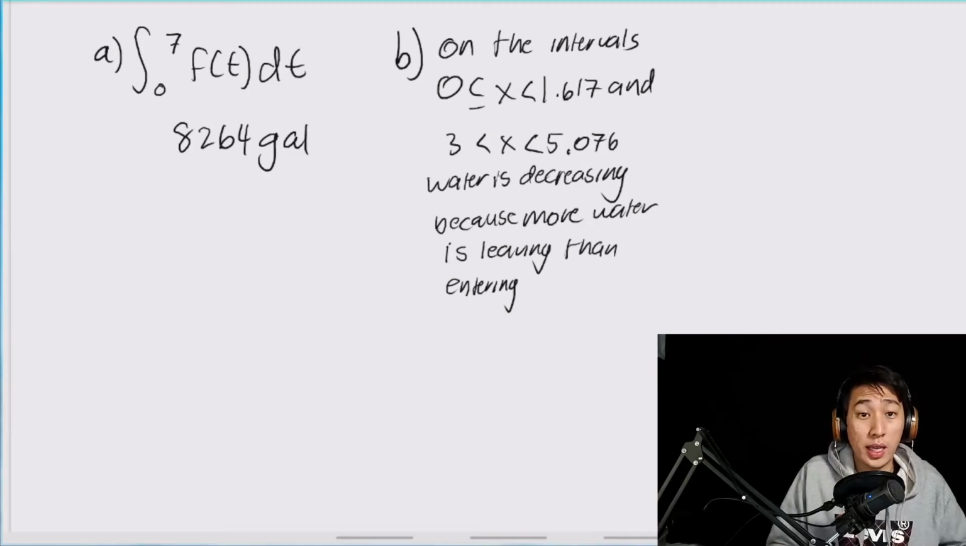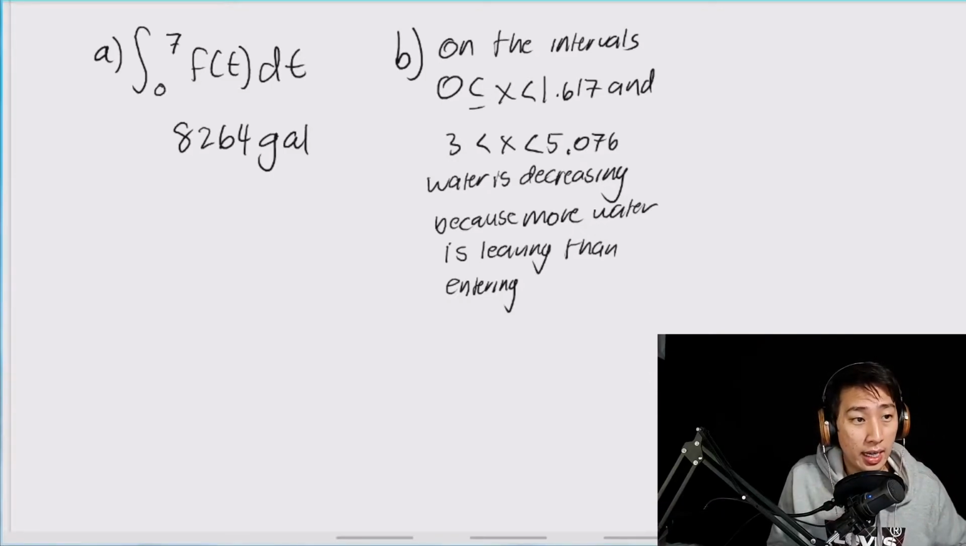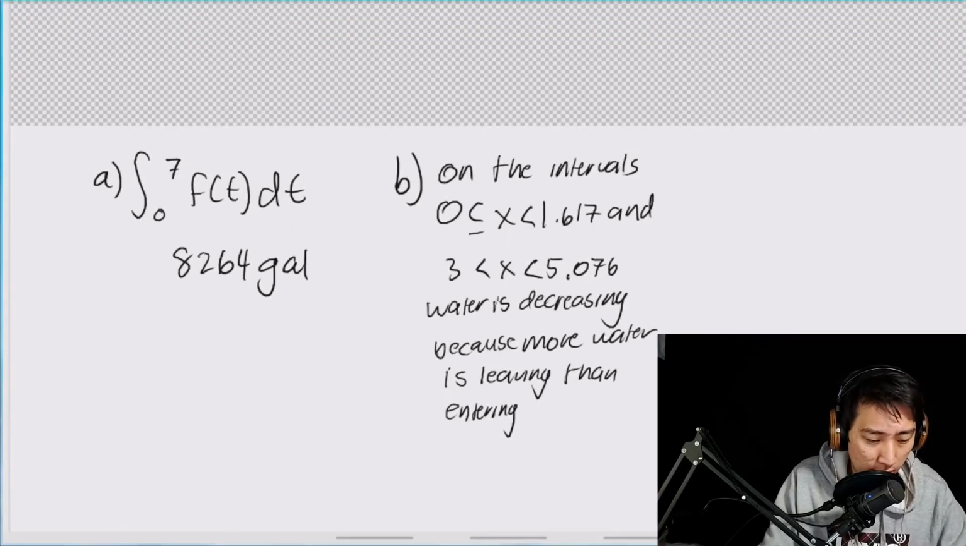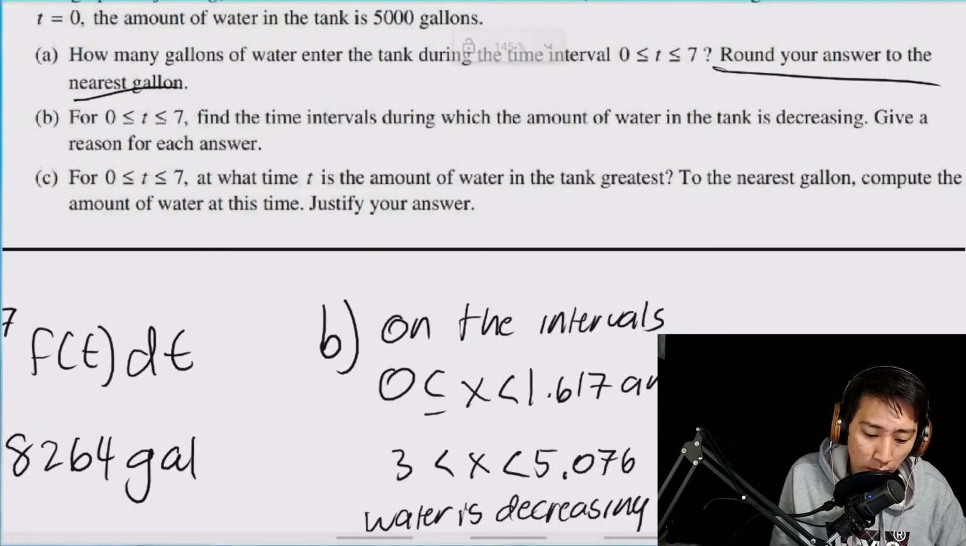Okay, so again, with these graph problems, a lot of it is just interpretation. Do you understand what the question is asking, what the equations represent, and all of that kind of fun stuff. So we're done with 2 out of 3 questions, which means the third one is going to be a bit of a doozy. It says, at what time is the water in the tank the greatest? To the nearest gallon, compute the amount of water at this time.